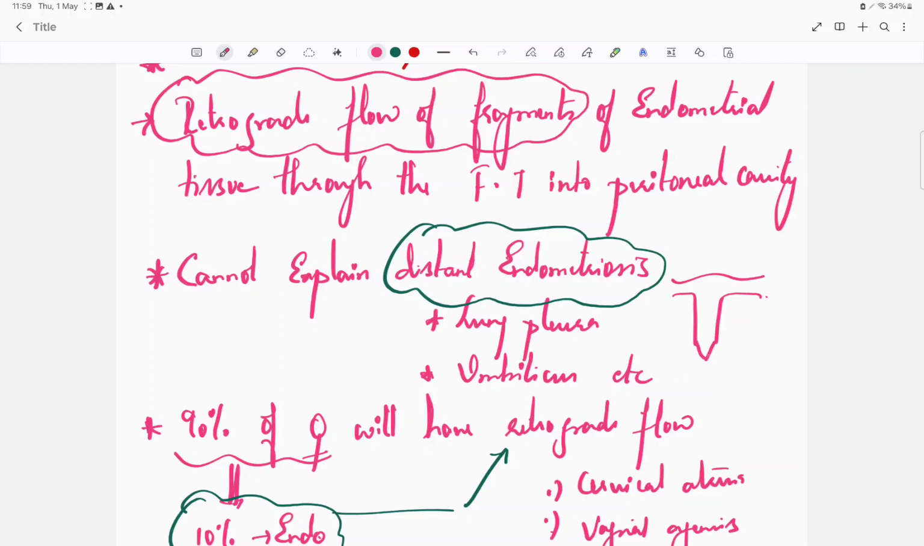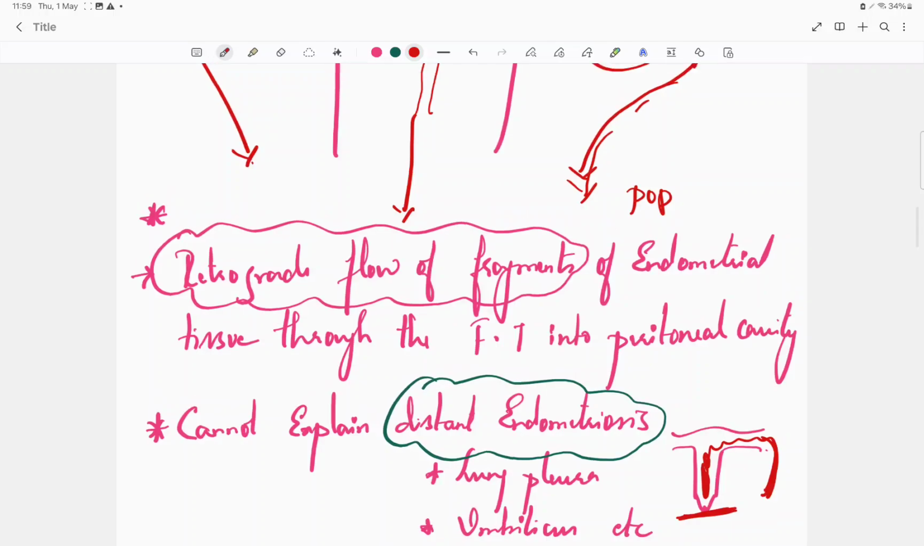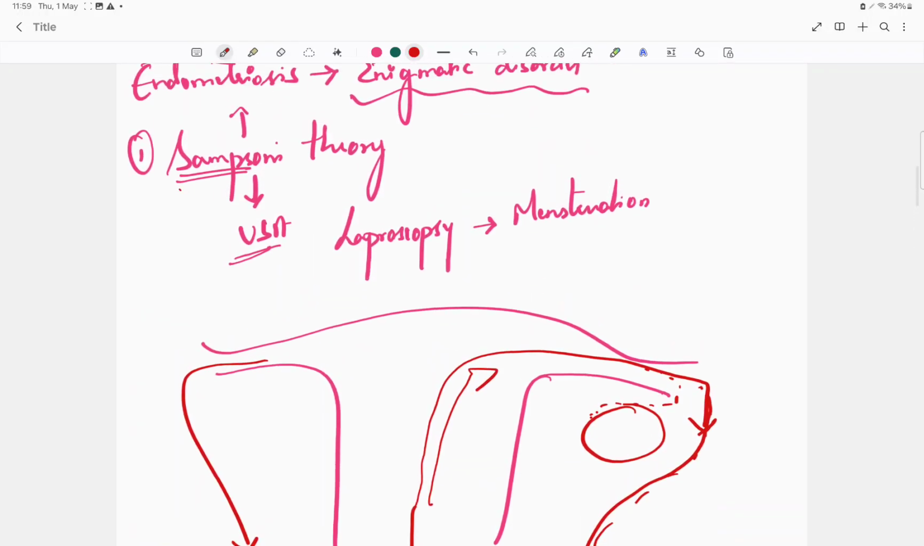Okay, for example, if you think this is the uterus, here there is a block. So what happens? Whatever blood is coming here will get accumulated and it will go back. So if there is an obstruction to the outflow, that also leads to retrograde flow, and those females will have endometrial tissue in the pelvic region, which is explained by Sampson's theory.